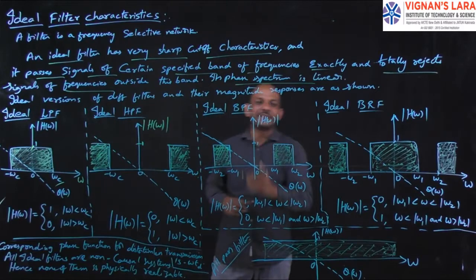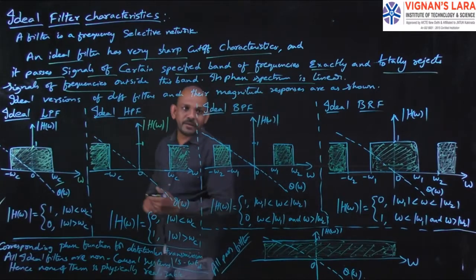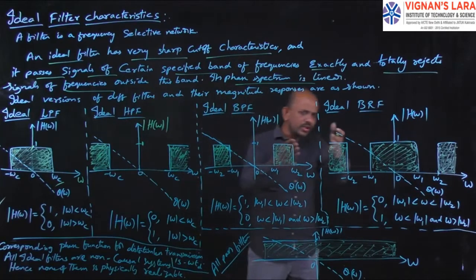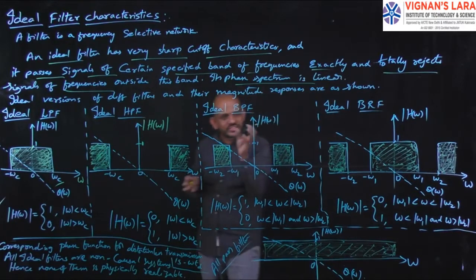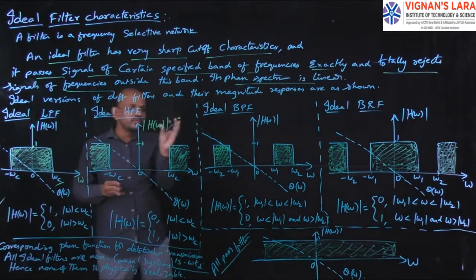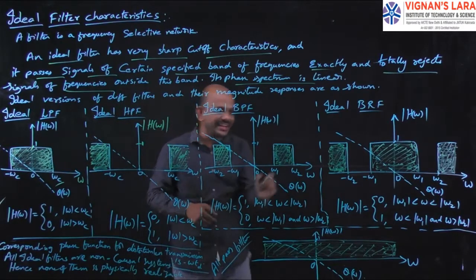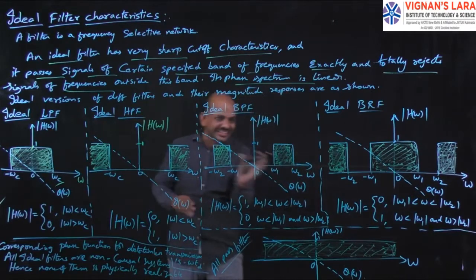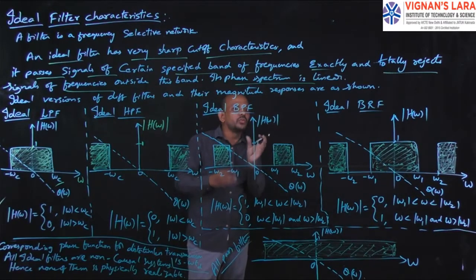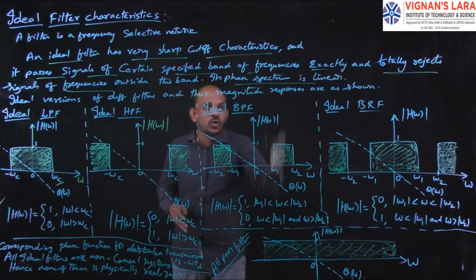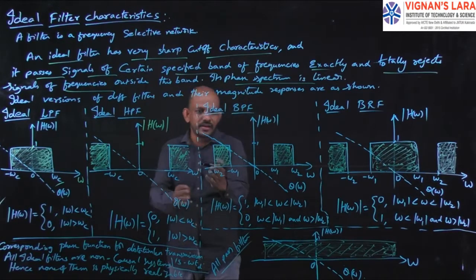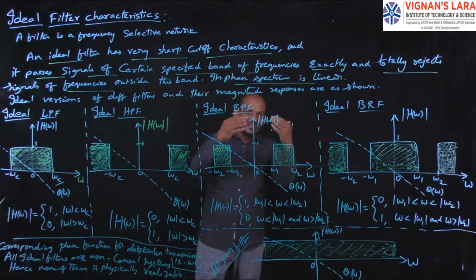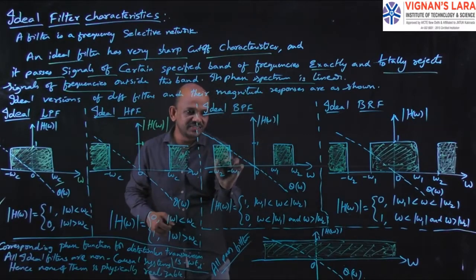Now coming to the ideal band pass filter. As the name suggests, the band pass filter will allow only a band of signals, a particular band. I am considering the band as omega 1 and omega 2. In between omega 1 and omega 2 only, the signals will be allowed by this band pass filter. In the same way, between minus omega 2 and minus omega 1 only it will allow. This indicates a passage of the signal.